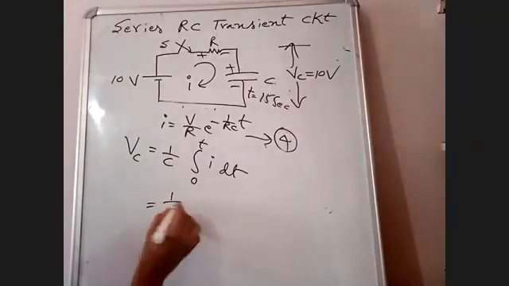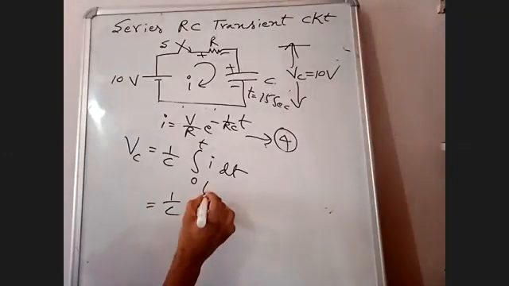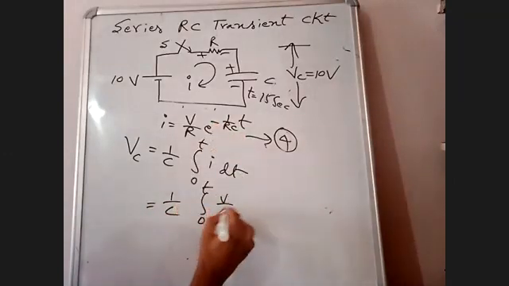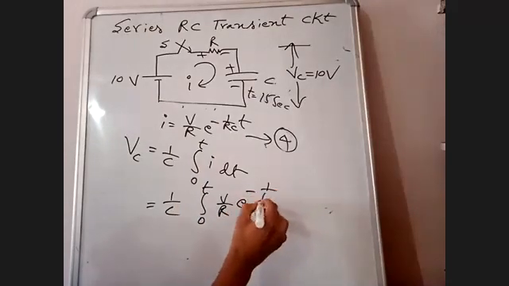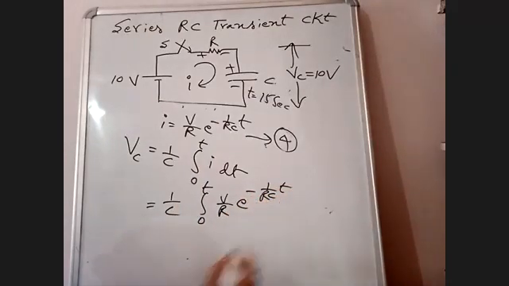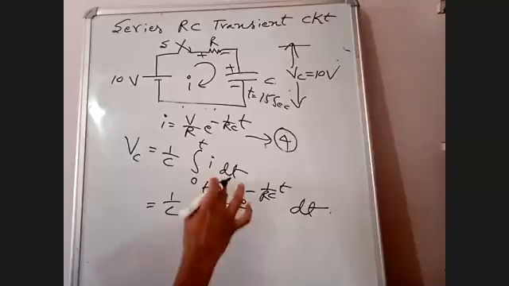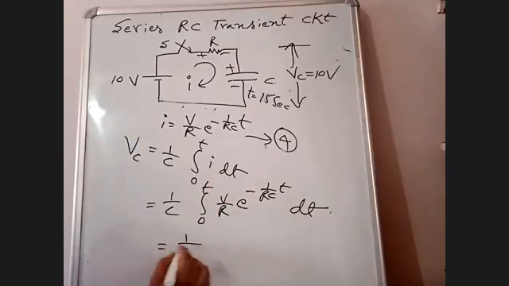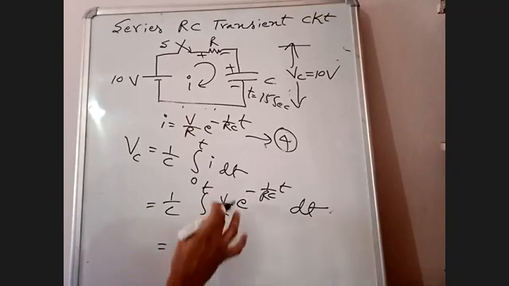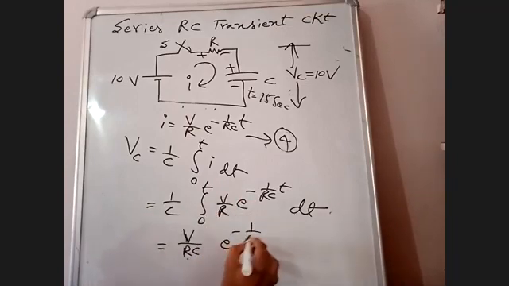Now see here, that is 1 by C, integral of 0 to t. What is the current? V by R into e power minus 1 by RC into t, dt. V and R are constants, take them outside. What is the integral of e power minus 1 by RC?